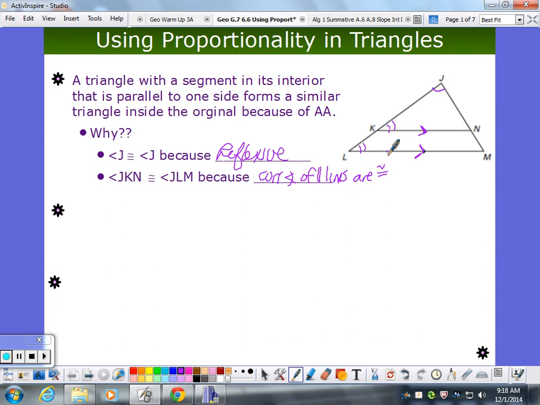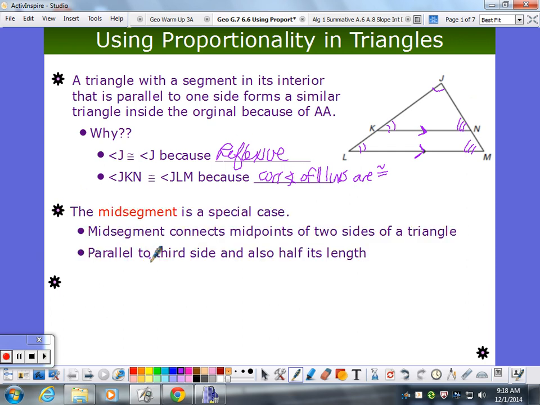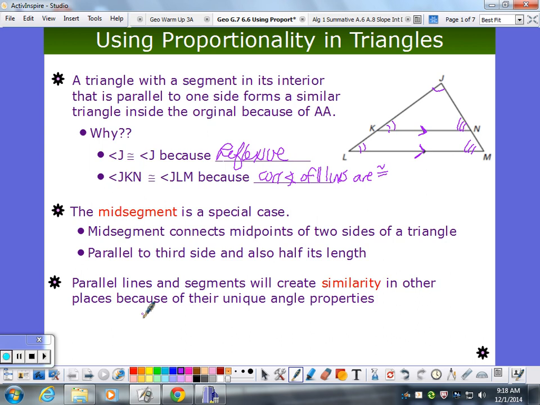So I've got angle. I could have not even done the reflexive one. I could have said, well, I've got corresponding angles here. So you could have said angle because of these two or these two. Doesn't really matter as long as you can find two of the corresponding angles. Just as a little reminder, a mid-segment is kind of a special case here. But I don't know necessarily that this is a mid-segment. I only know that they're parallel. But mid-segments are parallel, and you get the congruent on both sides. Parallel lines and segments will create similarity in other places because of these angular properties.